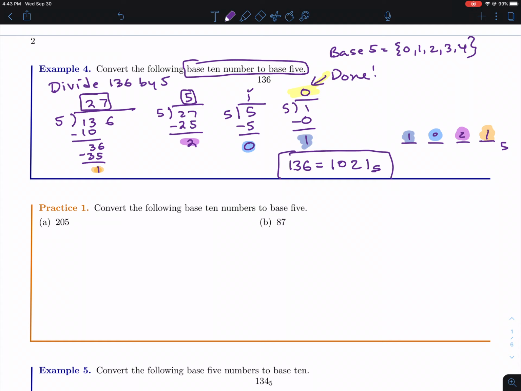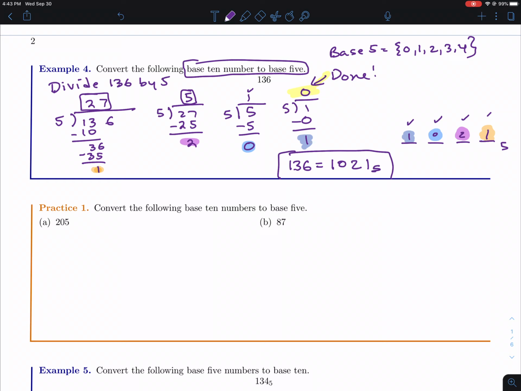So again, just divide, and then just make sure when you write your answers in, you just write them in backwards is the idea. So start with the 1's position, then the 5's position, then the 25's position, and then the 125's position when you're writing these guys down.